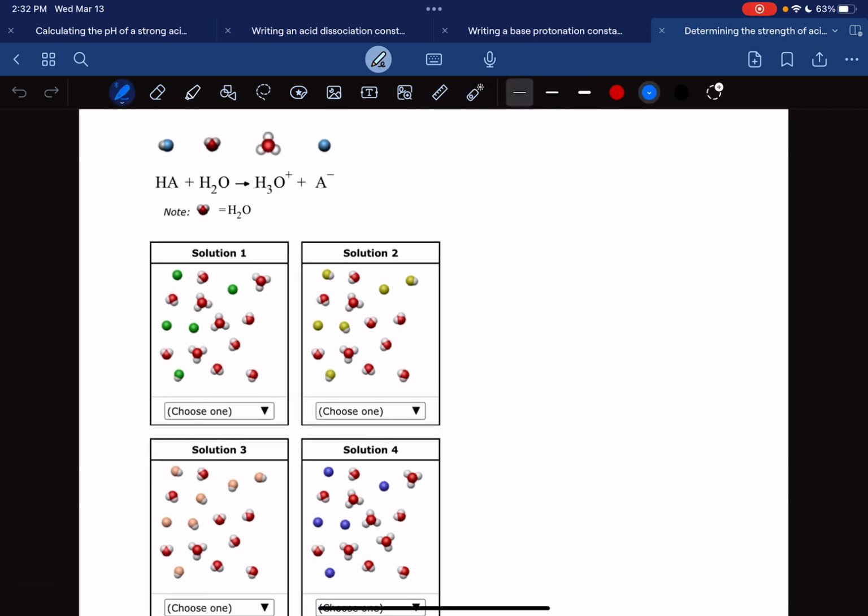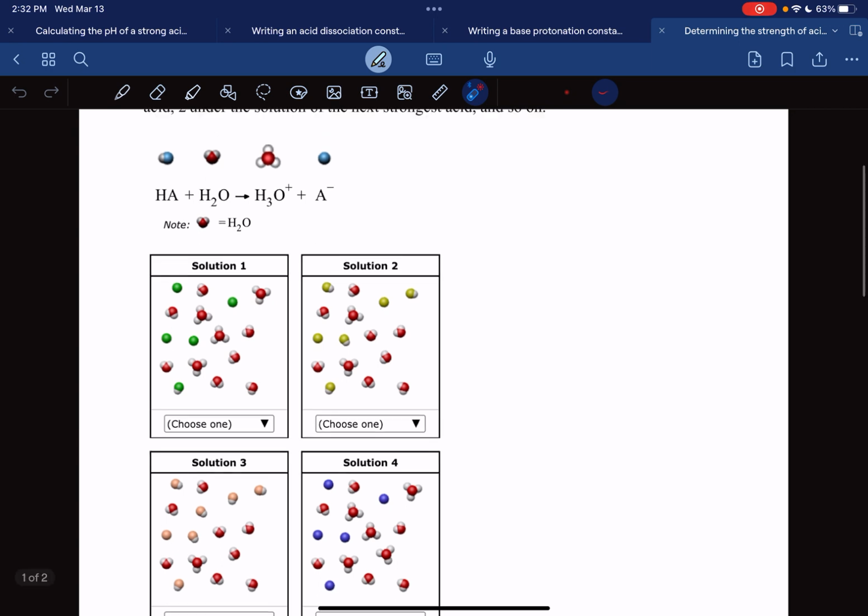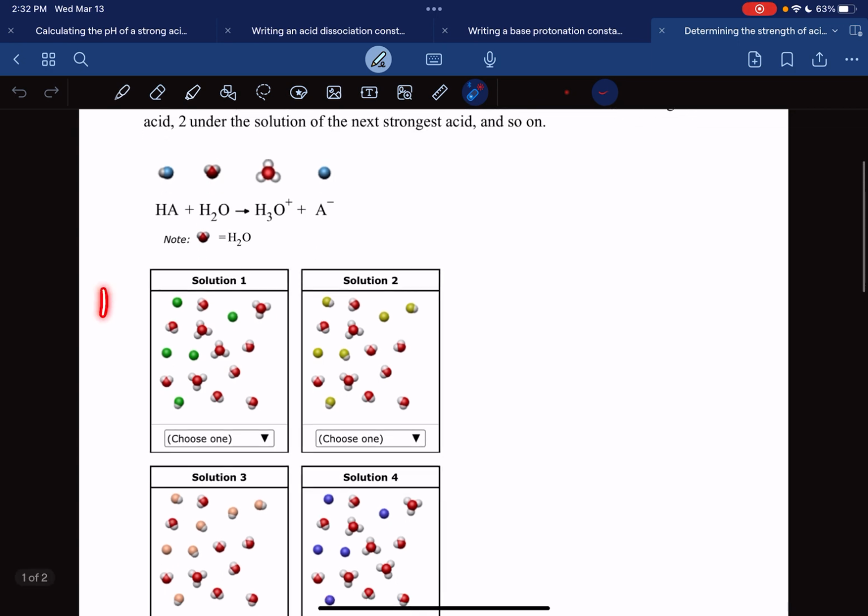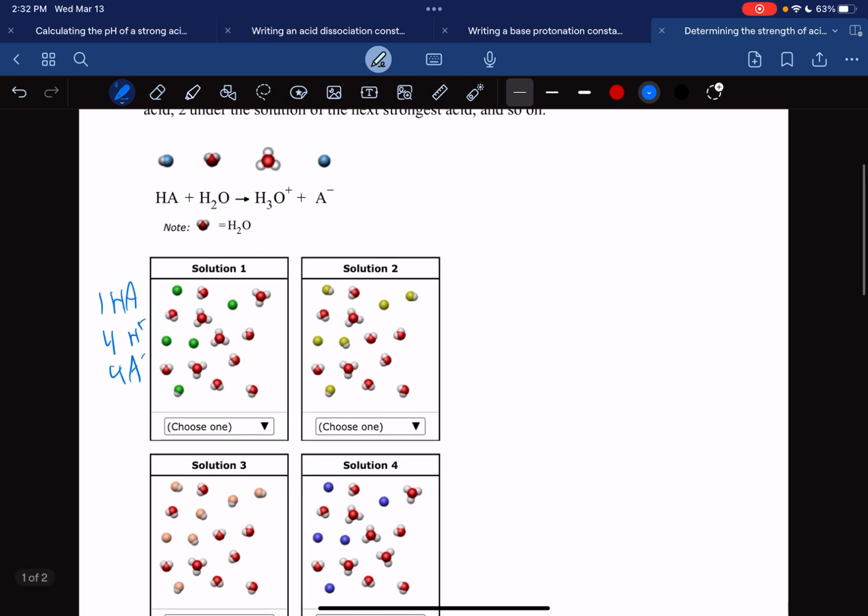If I look in this first container right here, I see only one HA, and then I see 1, 2, 3, 4 A minuses, and then I see 1, 2, 3, 4 of the H pluses. So I would have one of the HAs, and then I have 4 of the H plus and 4 of the A minus. So that's a pretty strong acid here.